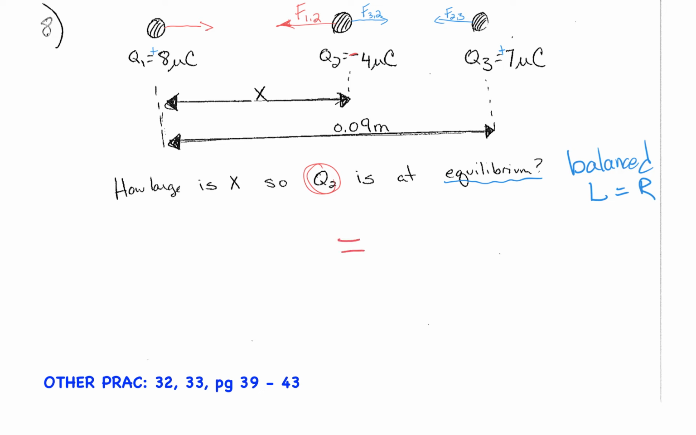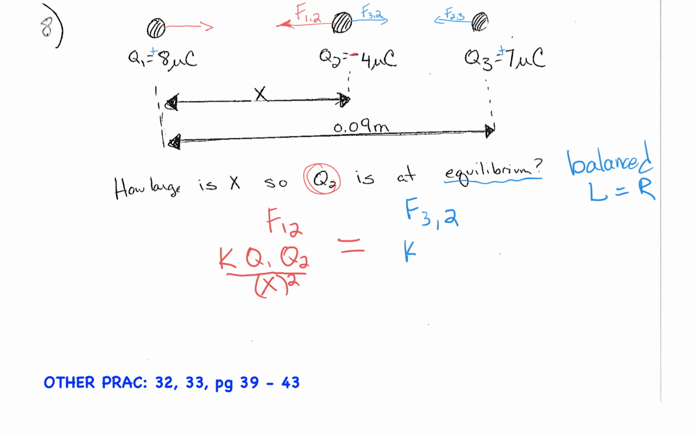What's equal? The two forces. The force of 1,2 is equal to force 3,2. Well, that's not solvable, since we don't know the forces, but we know a formula to plug in. We can use k Q1 Q2 over the distance between them, but we don't know that distance. In fact, that's the unknown, and it's x squared.